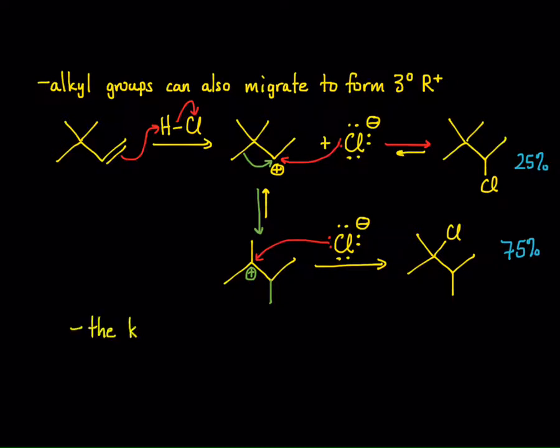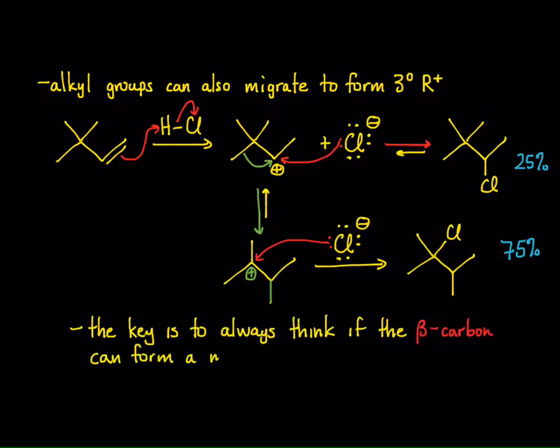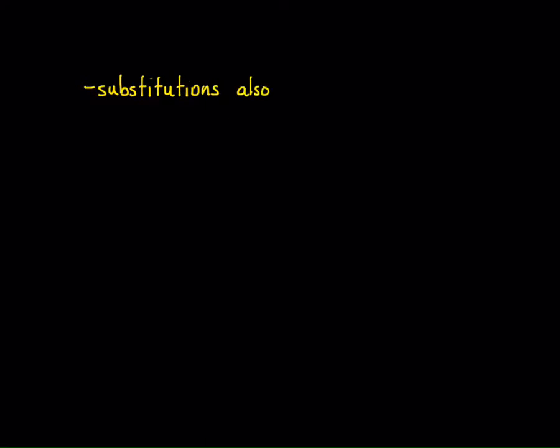Well, obviously the key is to always think if the beta carbon can form a more stable carbocation than the one that initially forms. So that's something that we're going to have to get used to thinking about. Now, this is with addition reactions, right? So for any addition reaction that forms a carbocation, we now have to look at whether a beta carbon to that carbocation can form a more stable tertiary carbocation. But also substitution reactions can show rearrangements.